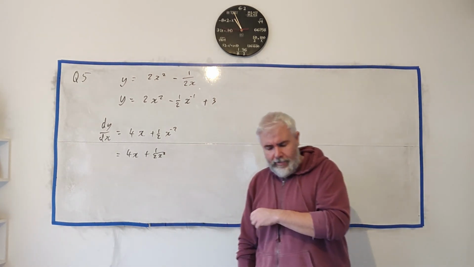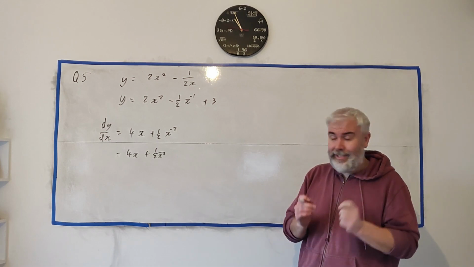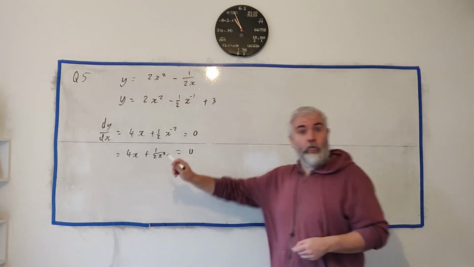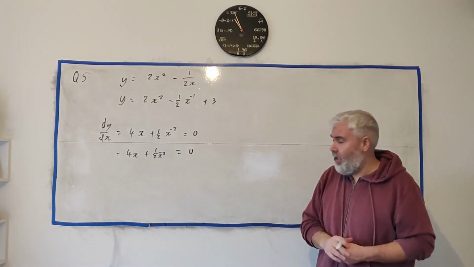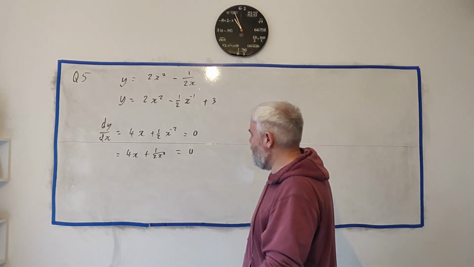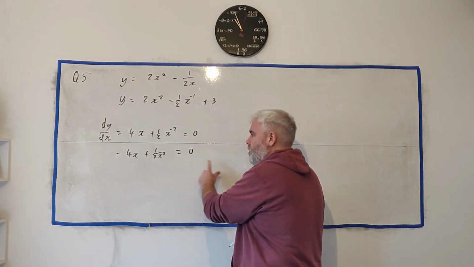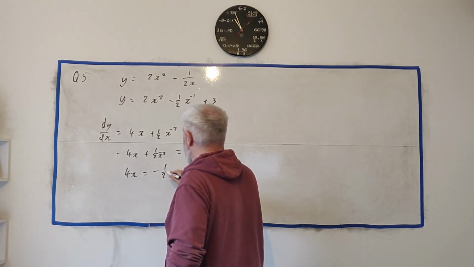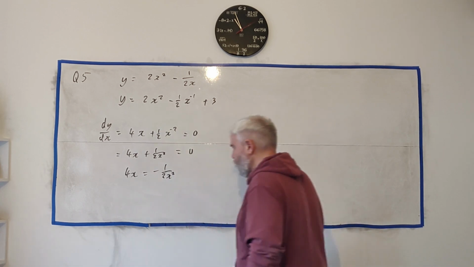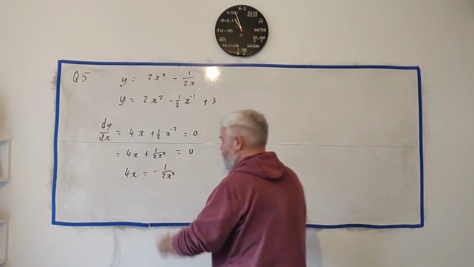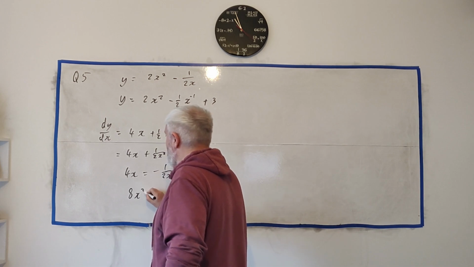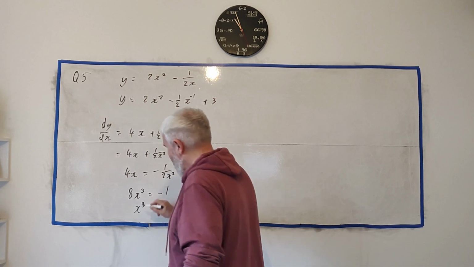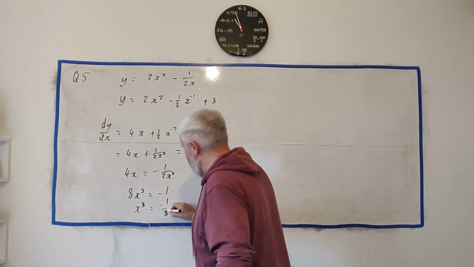You've got marks for differentiating, but what they really want to see when they're talking about a stationary point is dy dx equals 0. If we solve for this, we'll find the answer. So yeah, let's try and solve for it. Let's move things over the equals, and we'll get 4x is equal to minus 1 over 2 x squared. Let's multiply 2x squared across. We get 8x cubed is equal to minus 1. Let's move the 8 back. x cubed is equal to minus 1 over 8.